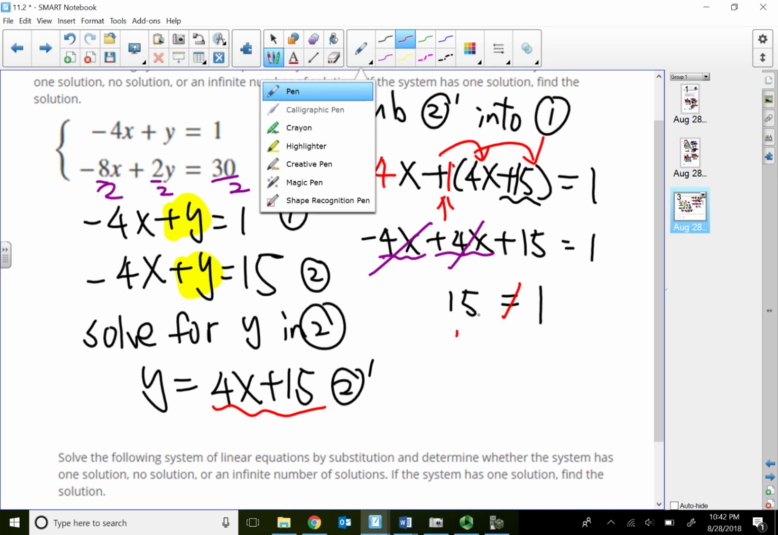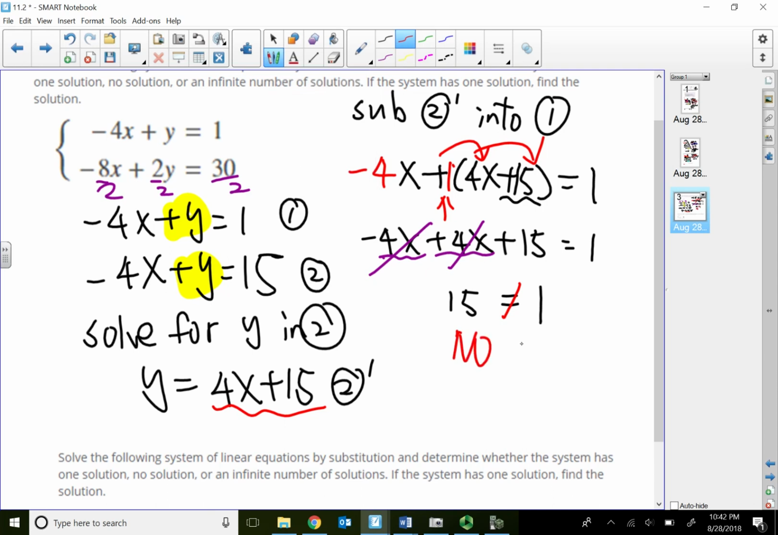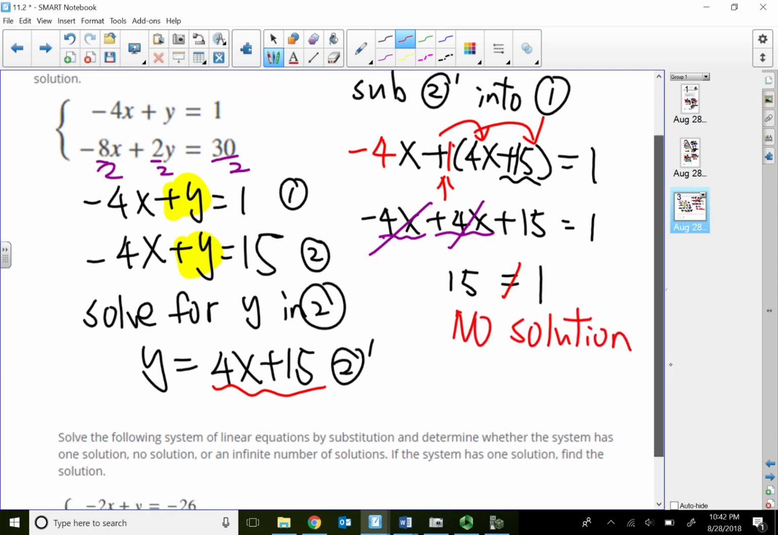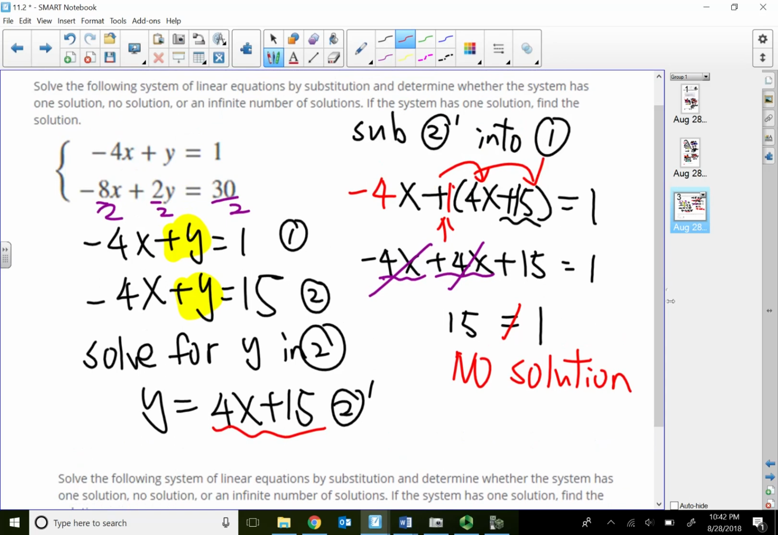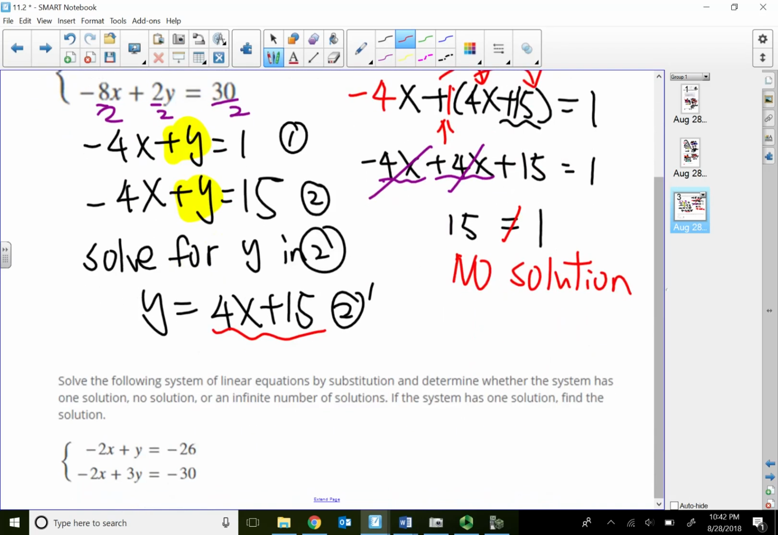Because there's no solution. This side and that side do not equal, so there's no solution. No solution leads to parallel lines. All right, I hope that makes sense, because I'm solving an equation, but in a way we're still thinking about the two lines.